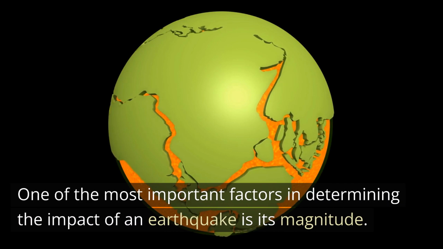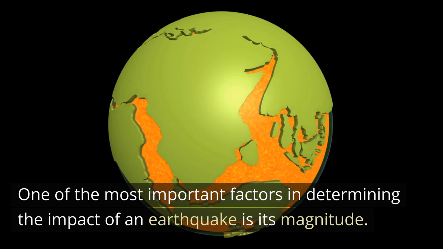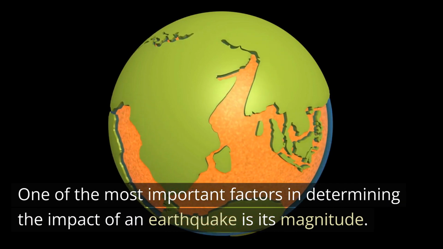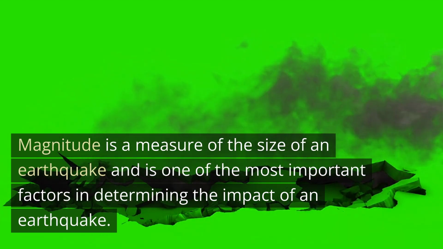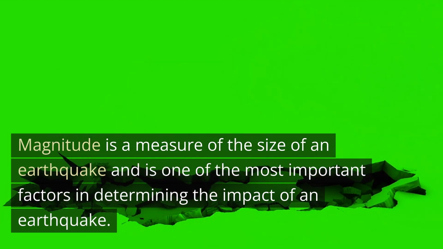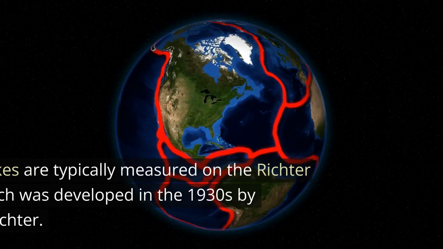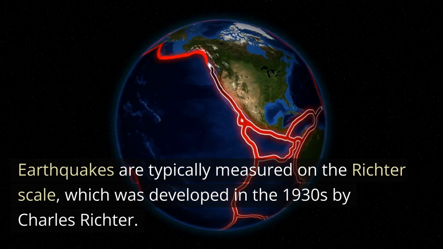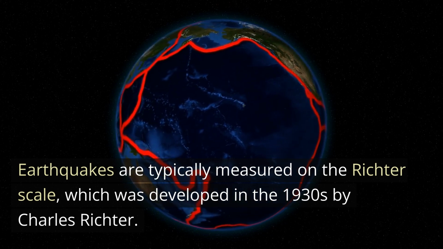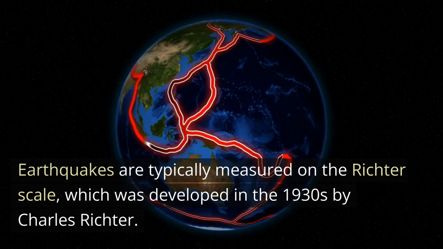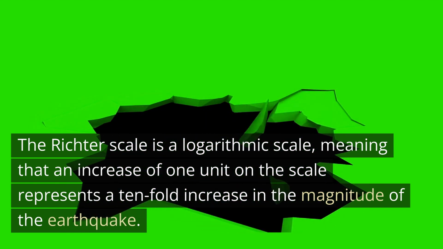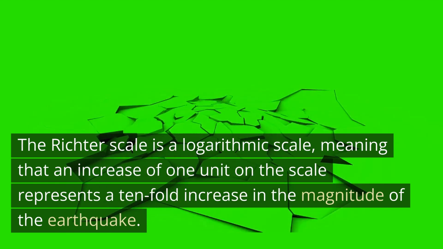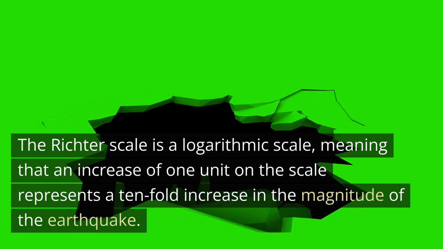One of the most important factors in determining the impact of an earthquake is its magnitude. Magnitude is a measure of the size of an earthquake and is one of the most important factors in determining the impact of an earthquake. Earthquakes are typically measured on the Richter scale, which was developed in the 1930s by Charles Richter. The Richter scale is a logarithmic scale, meaning that an increase of 1 unit on the scale represents a 10-fold increase in the magnitude of the earthquake.